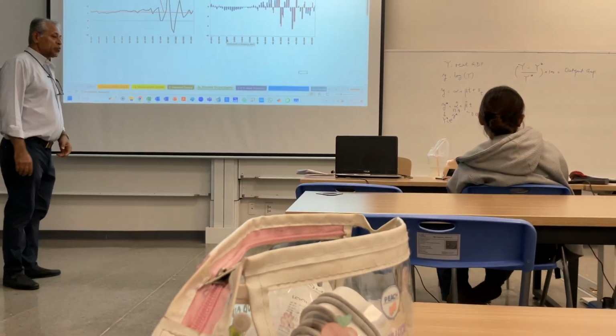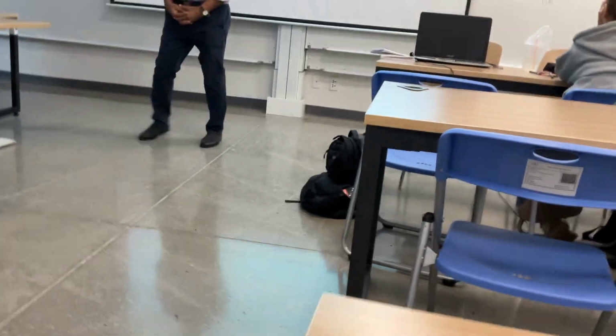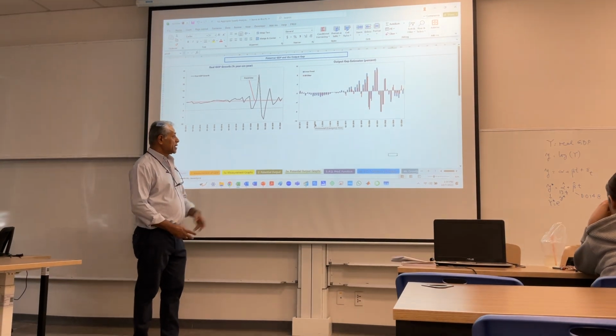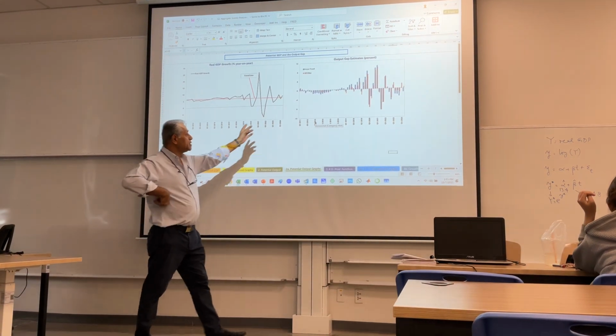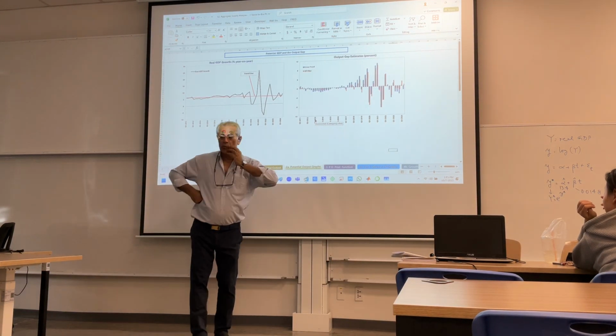Estimates of potential output using two different methods. One is the deterministic trend. The second method that we use is the HP filter. Okay. Using these two methods, we are able to construct estimates of potential output, and once we have the potential output, we are able to create estimates of the output gap.